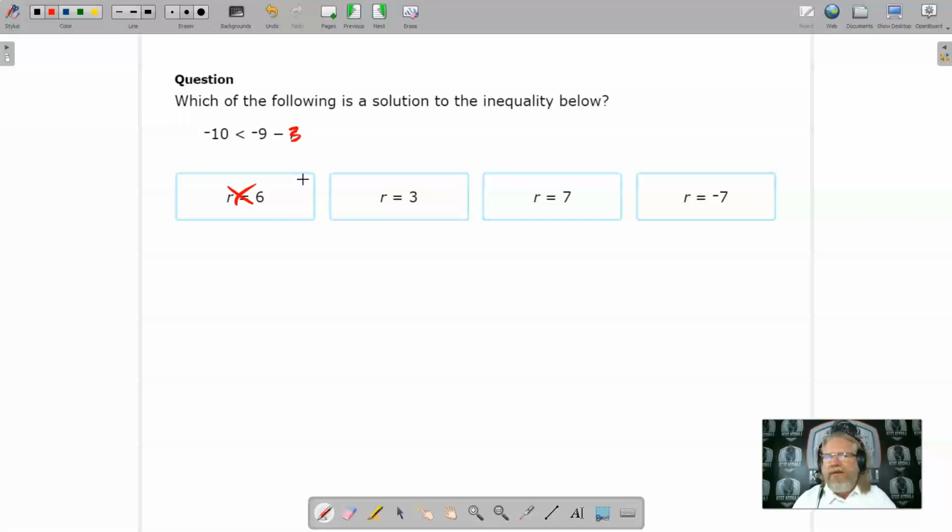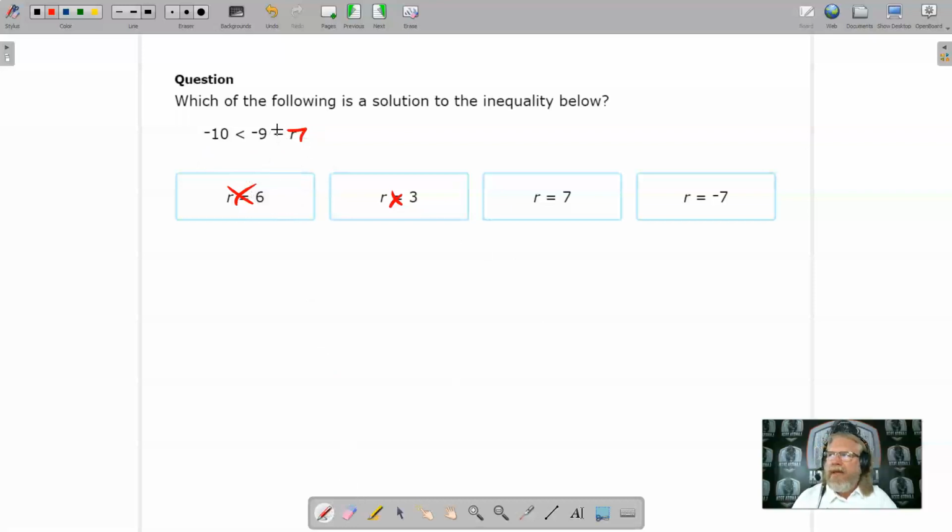And again, I strongly encourage you to use a piece of scratch paper and work these out. Sometimes when you try to do things in your head, it gets mixed around. So let's take the minus a positive and turn that into plus a negative. We see that we have negative 10 less than negative 9 plus negative 3, which is negative 12. So is negative 10 less than negative 12? Nope, that's not true either. Negative 10 is actually greater than negative 12. So the first two don't check out. On the next one, we could plug in a 7.